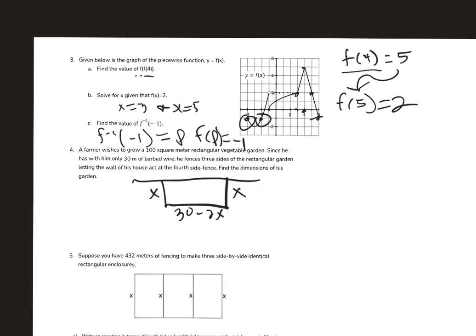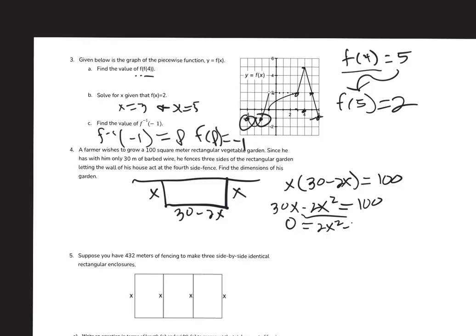So what we then have to do is figure out what the area would be, which would be x times 30 minus 2x, and we have to set that equal to 100, which when we expand this, we get 30x minus 2x squared is equal to 100. I want to set this equal to 0, and I want to actually have this term be positive, so I'm going to add 2x squared and subtract 30x from both sides. And so I'm going to end up with 0 is equal to 2x squared minus 30x plus 100.